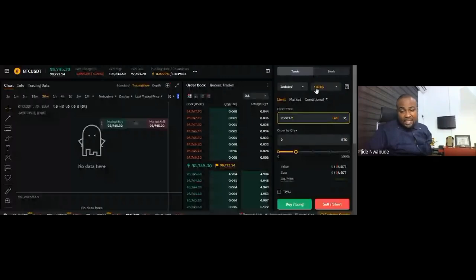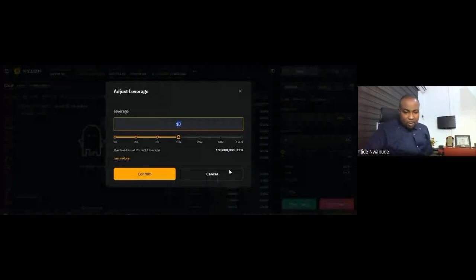Here is 10x. I can come here and say no, I don't want 10x, I want 5x, or I want 3x. Remember, the higher the leverage, the more profits; the lower the leverage, the lower the profits. If you don't trade 1x, you can trade with 3x. You can do 50x, you can do 100x, but of course, they will give you big money and they will help you lose big money. Great. So I can confirm.